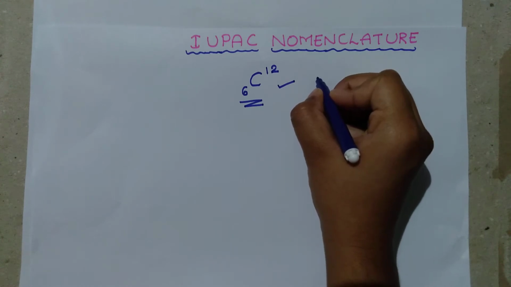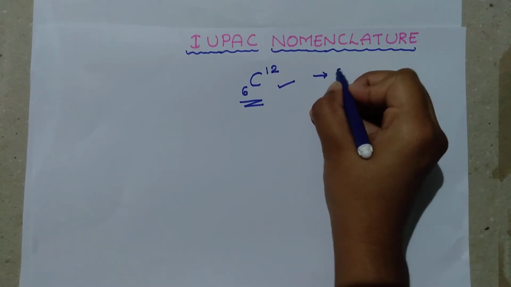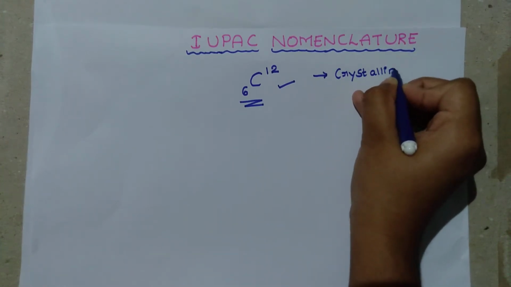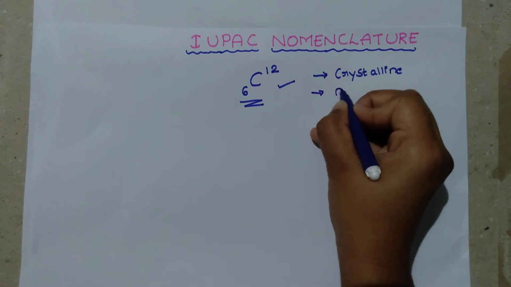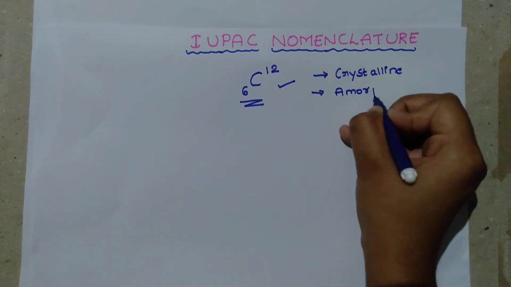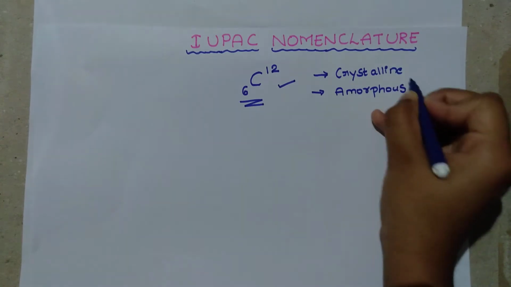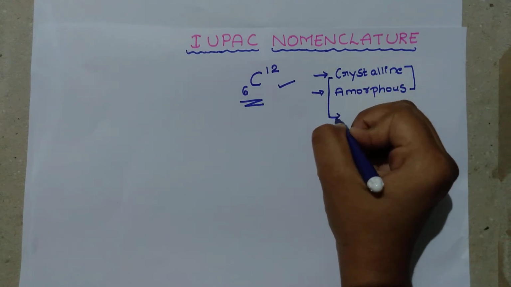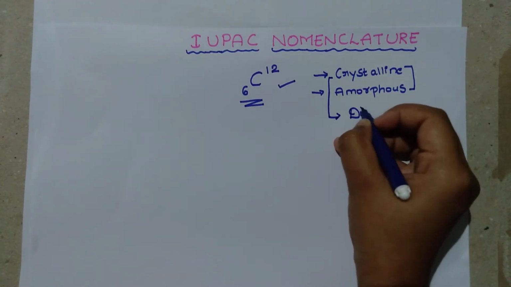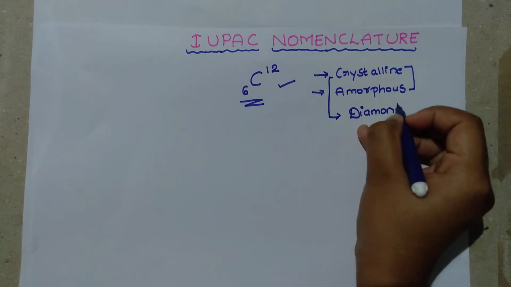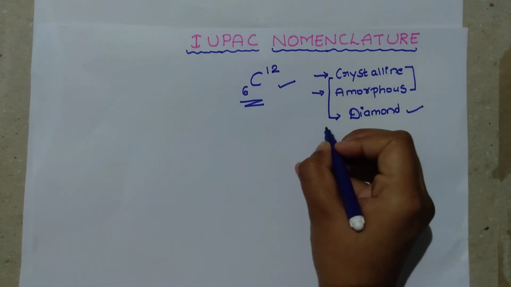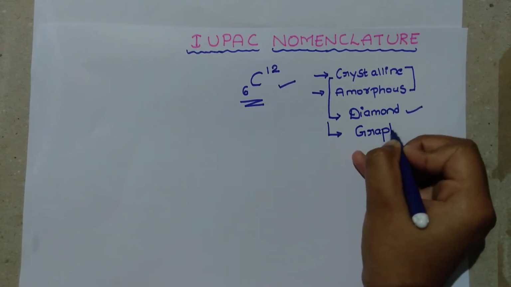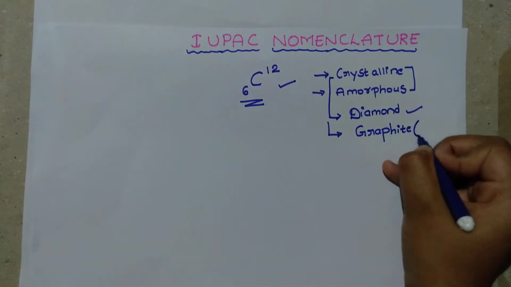We have two types of carbons. One is crystalline carbon, and the second is amorphous carbon. When coming to crystalline, it consists of diamond, as you all know what diamond is. And next, graphite, which is used in our pencils.